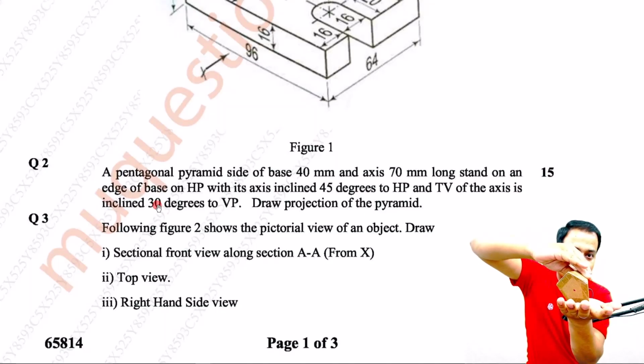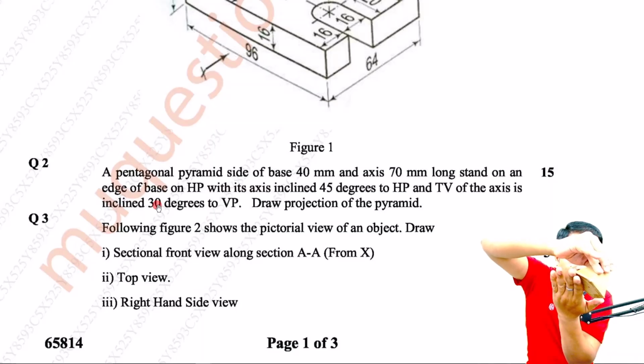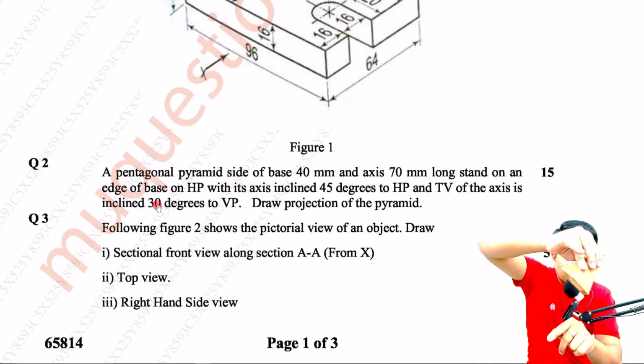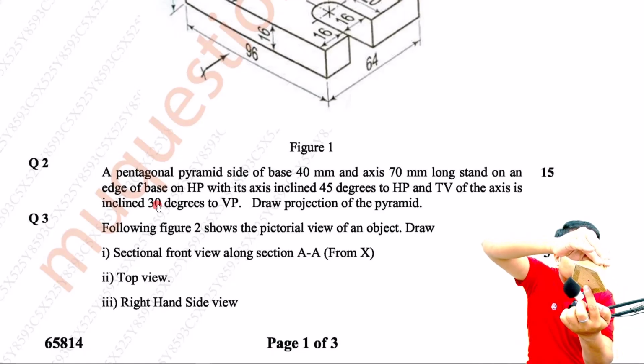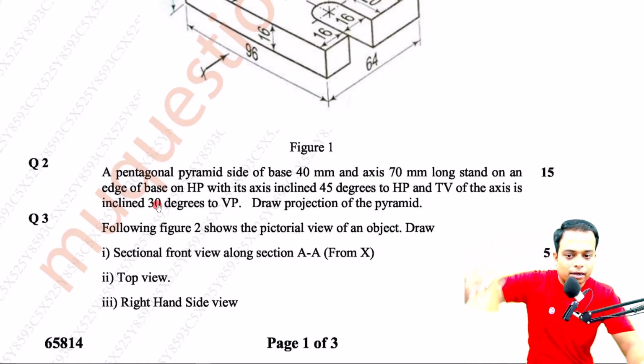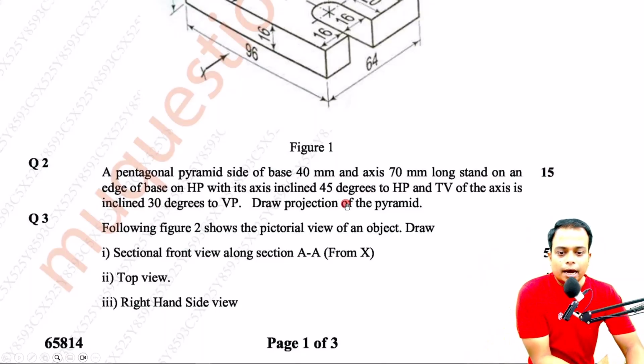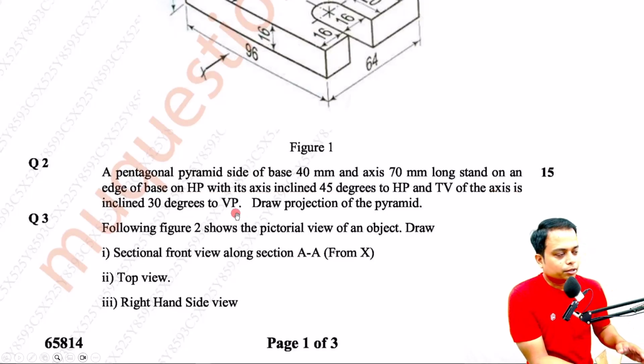Obviously when this happens, either its base will be making some angle that will be given to us, or the axis itself, from this very point to this very point, is going to make some angle. Axis inclination has been given as 45 degrees with respect to HP. Wonderful. And top view of the axis is inclined at 30 degrees to the VP. Okay, this is getting a bit confusing.